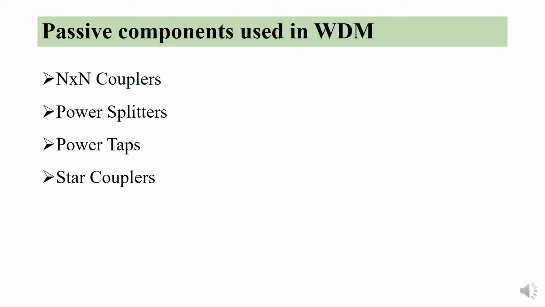Passive optical components used in WDM. These are called passive components because they don't require external energy to perform their operations efficiently, and these are components which operate completely in the optical domain to split and combine the light streams. They include the following: N-cross-N couplers, power splitters, power taps, star couplers and so on.